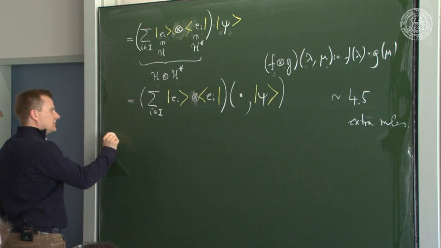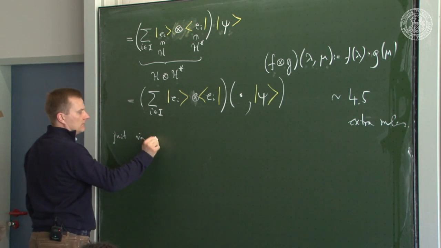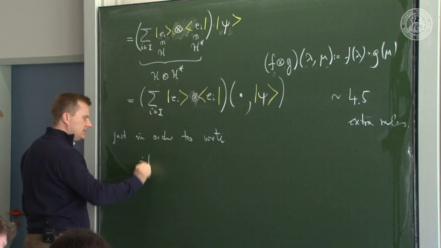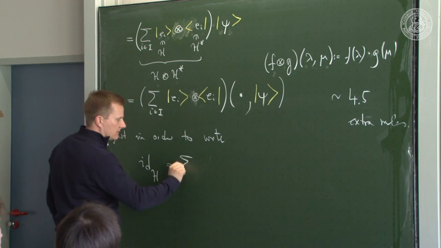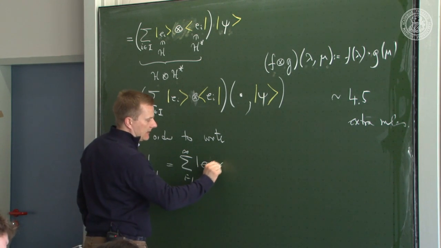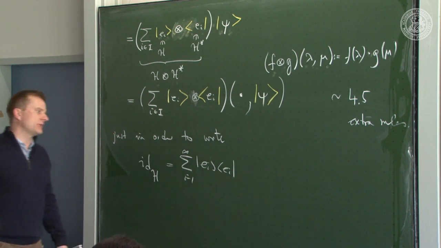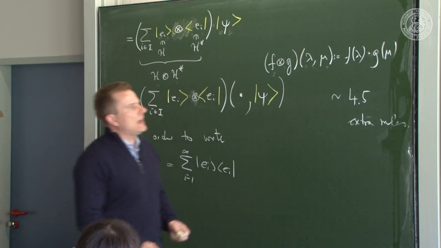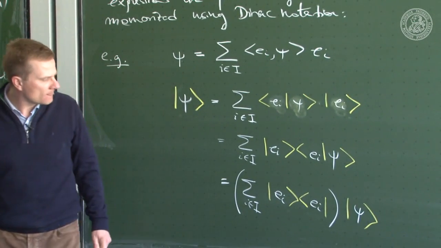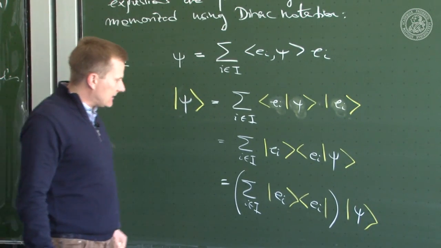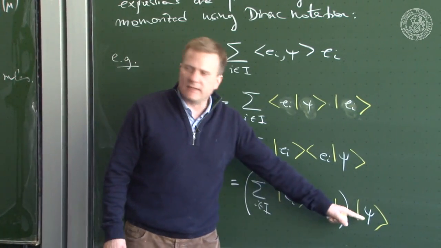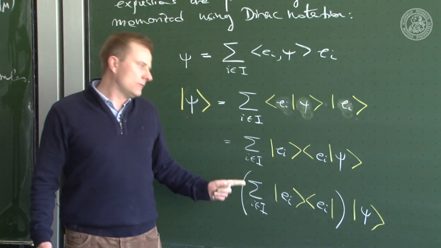Extra rules just in order to write that the identity on H is the sum from i equals 1 to infinity of e_i, which looks pretty. And you can say, oh, I just inserted the identity in front here. Well, what hasn't been totally clarified yet is how does it work with the infinite sum? Can you actually pull it in and can you pull it out? Well, of course you can.